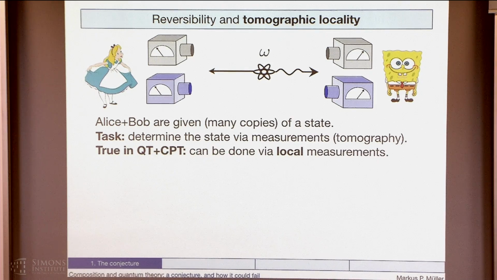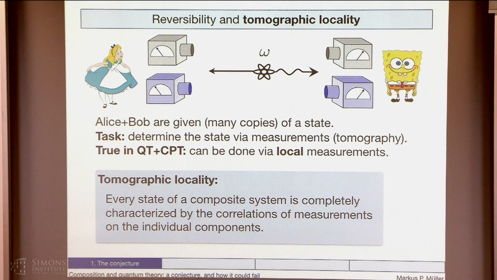And now what's true, quantumly and classically, is that they can always do that locally. They just do measurements on their half of the state in their local laboratories, and then talk on the telephone and tell each other the results. They do not have to make some kind of global measurement or meet in the middle and get a hold of the full state. And that's what tomographic locality means. Basically, it says that every state, like this omega here, of a composite system should be completely characterized by the correlations of measurements on the individual components.